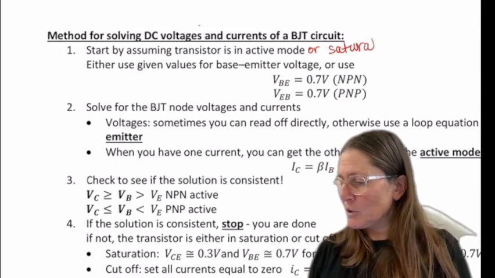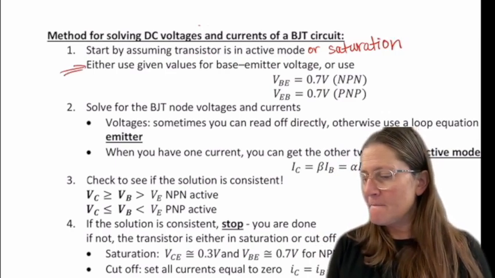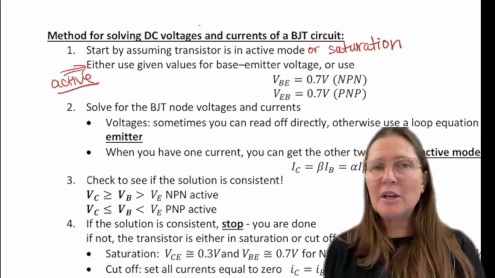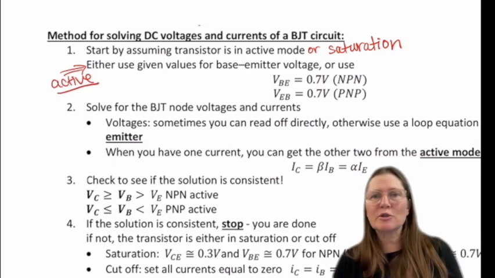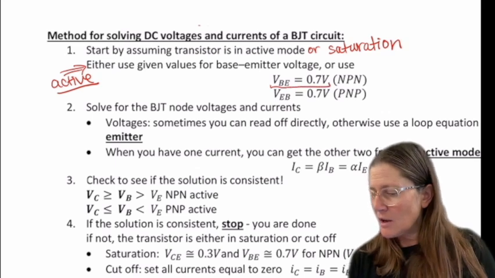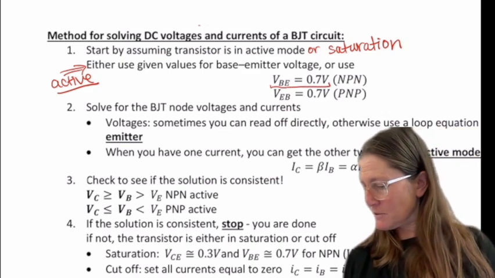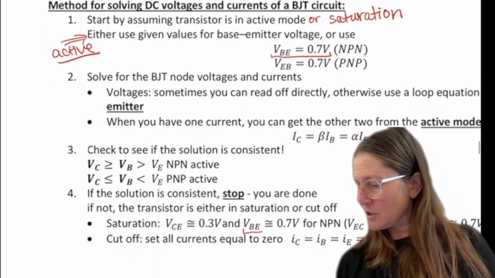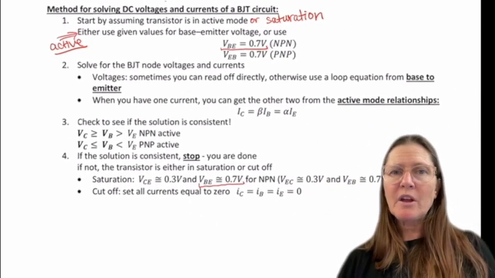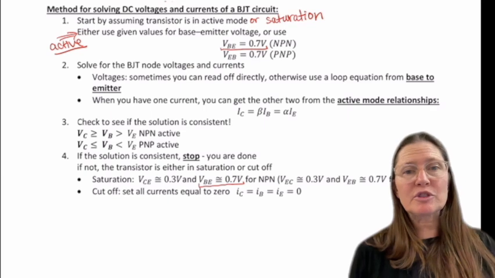So if you assume it's saturation, or if you assume active, you're going to use VBE as 0.7. And also, for saturation and active, you're going to still use VBE equals 0.7. And either way, you're still going to solve for the BJT node voltages and currents.